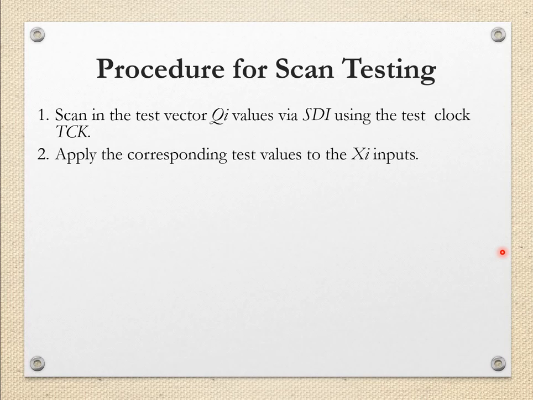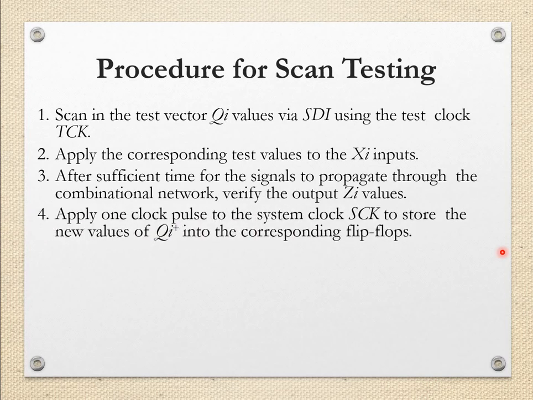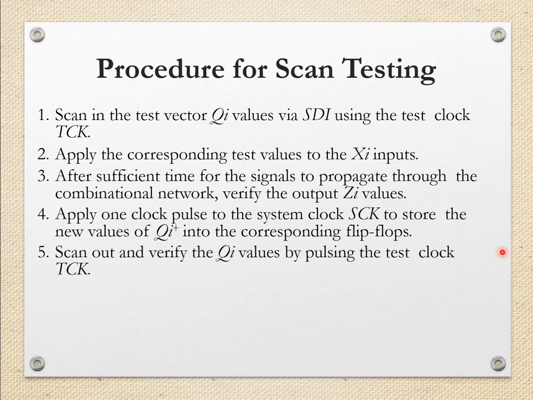So apply the corresponding test values to the Xi inputs. After sufficient time for the signal to propagate through the combinational network, verify the output Zi values. Apply one clock pulse to the system clock SCK to store the new value of Qi into the corresponding flip-flop. Scan out and verify the Qi values by pulsing the test clock TCK. And then you have to repeat steps 1 through 5 for each test vector.